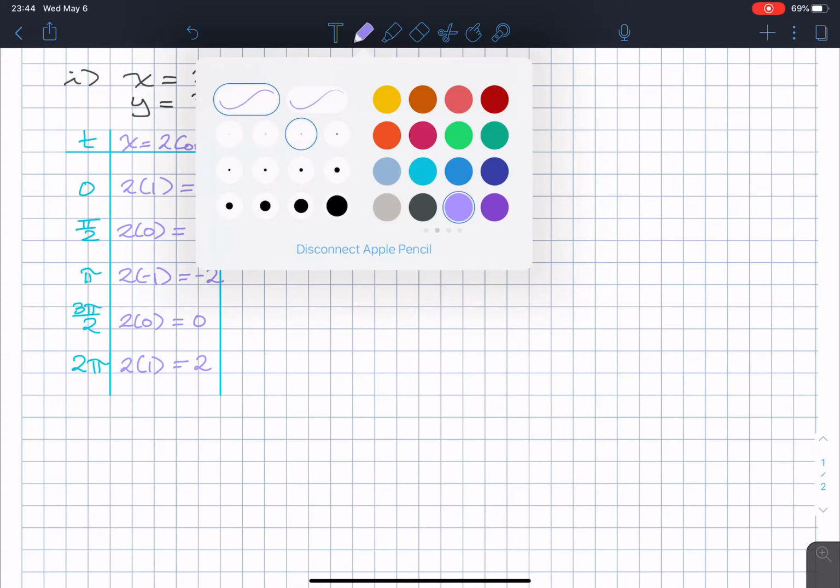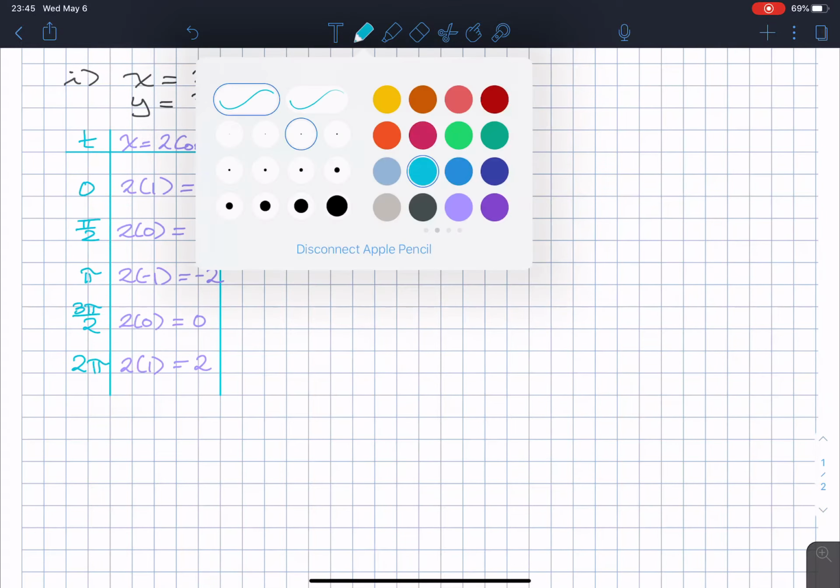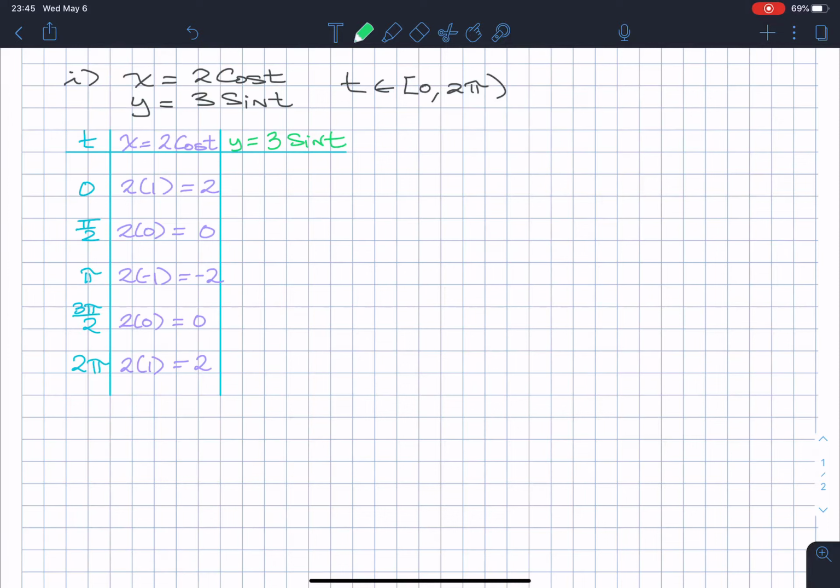Now let's see, y is 3 sine of t. Okay, so at 0, sine of 0 is 0, so 3 times 0 is 0. At pi over 2, sine of pi over 2 is 1, so 3 times 1 is 3. Then at pi, sine of pi is 0, so I'd have 0. Then at 3 pi over 2, sine is negative 1, so that's negative 3. And going full circle, at 2 pi, sine is 0.